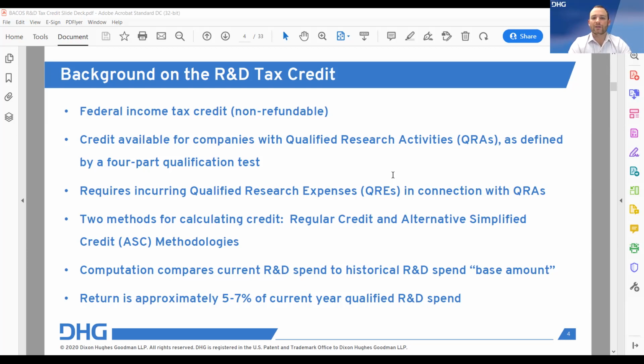Generally, the return on every dollar is about 5 to 7 cents on the dollar. So for every dollar that you spend, you'll get 5 to 7 cents back in the form of an R&D credit. And again, this right now is a federal credit. It's a direct dollar for dollar offset to the company's tax liability. So in addition to getting a current tax deduction for your R&D expenditures in the year that you're looking at, you can also get a direct offset to whatever tax the company owes for the year.